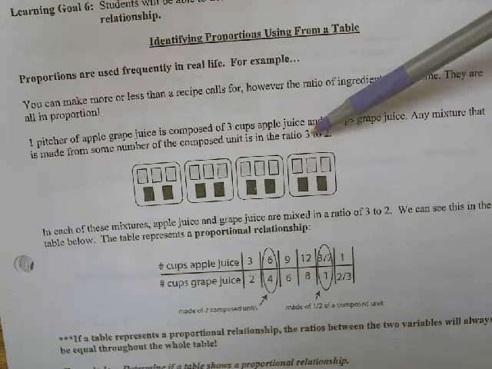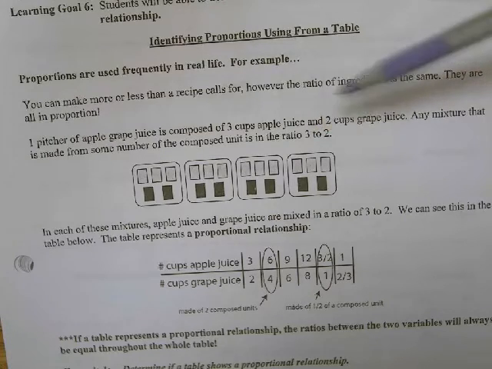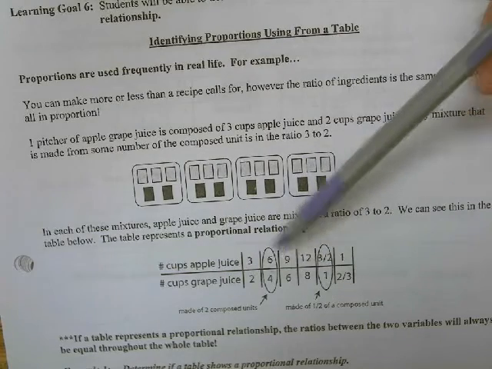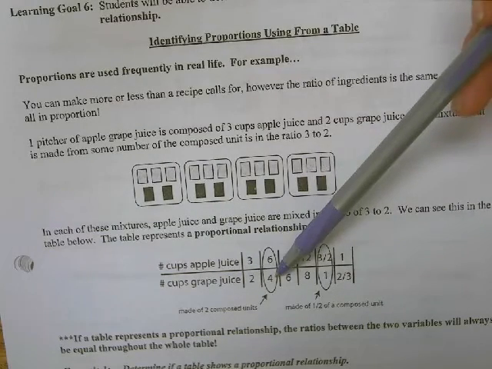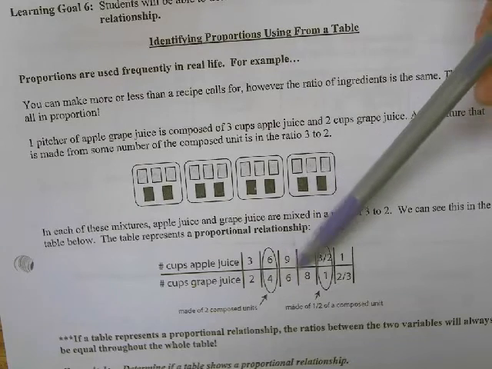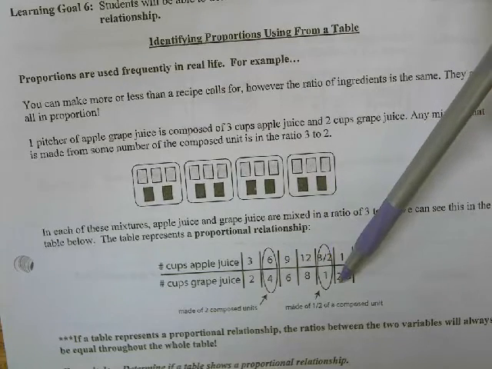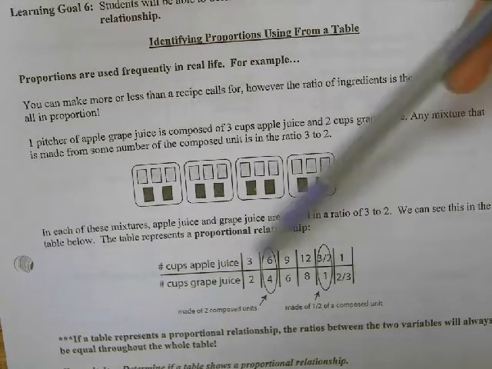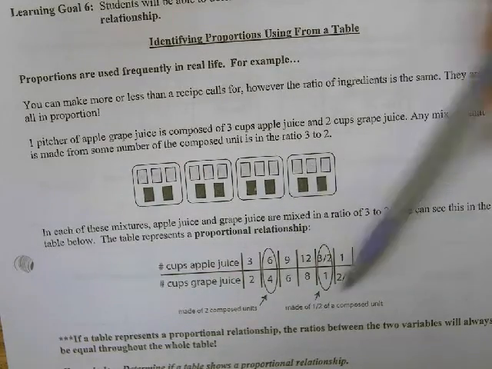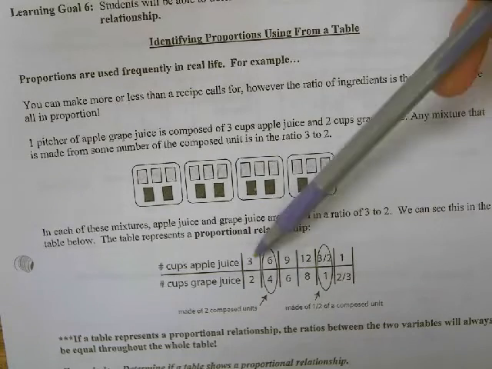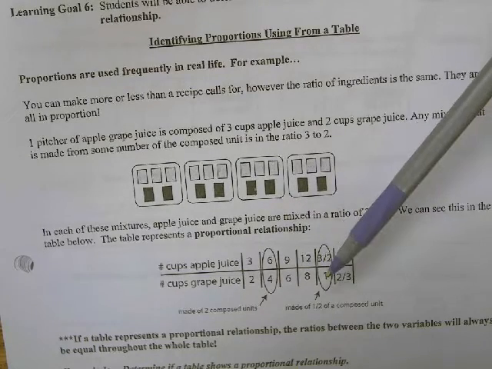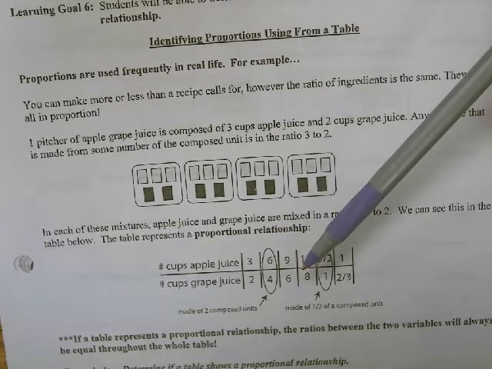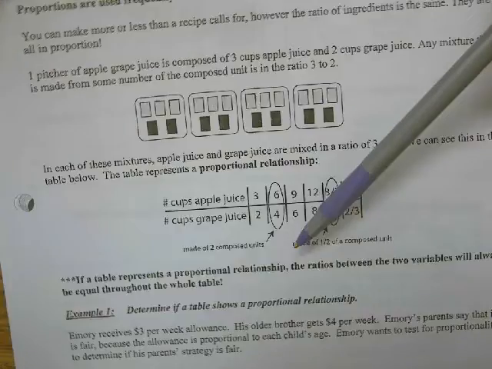So that would be like 1.5-to-1, something like that. It shows you here on the table 3 apple juice to 2 grape, or 6 apple juice to 4 grape, 9 to 6, 12 to 8, 3 halves to 1, or 1.5-to-1. And then 1 to 2/3. So the relationship stays constant or proportional even though you're making more or less. Otherwise, it wouldn't taste right. If you added too much grape juice, it would just taste like grape. And if you added too much apple, it would just taste like apple.